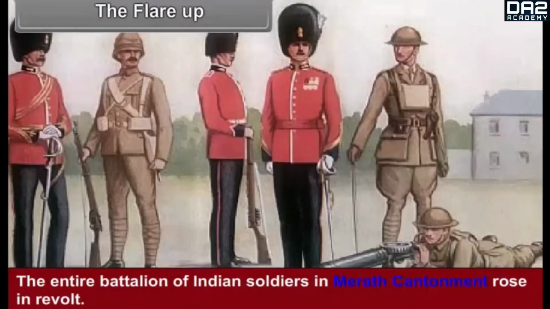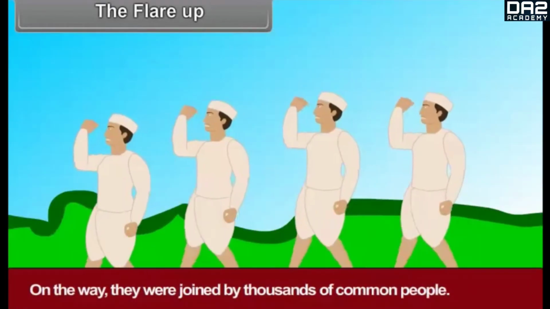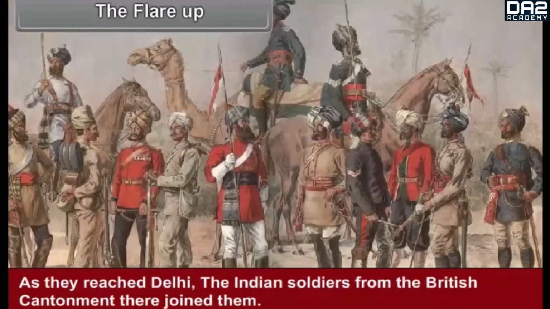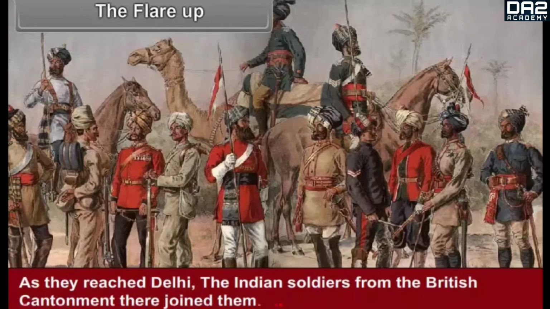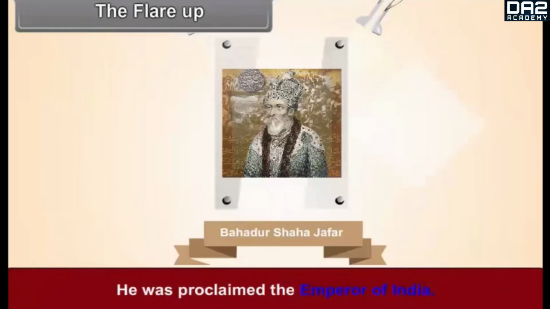The entire battalion of Indian soldiers in Meerut cantonment rose in revolt. The soldiers began their march towards Delhi. On the way, they were joined by thousands of common people. As they reached Delhi, the Indian soldiers from the British cantonment there joined them. Bahadur Shah Jafar, the Mughal emperor, was given the leadership of this uprising. He was proclaimed the Emperor of India.